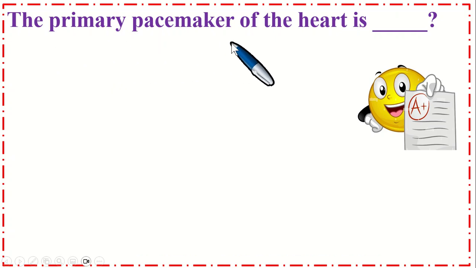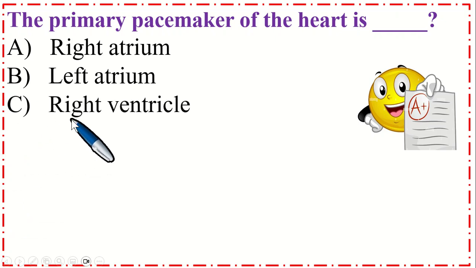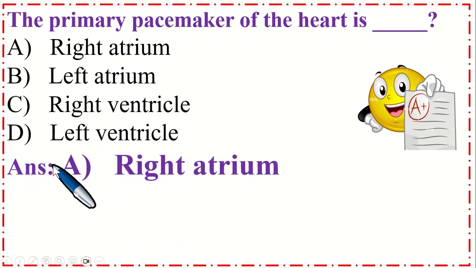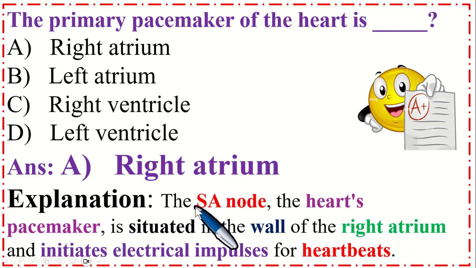The primary pacemaker of the heart is in the dash. Option A, right atrium, B, left atrium, C, right ventricle, and option D, left ventricle. So the correct option is A, right atrium. Explanation: the SA node, sinoatrial node, the heart's pacemaker, is situated in the wall of the right atrium and initiates electrical impulses for heartbeats.